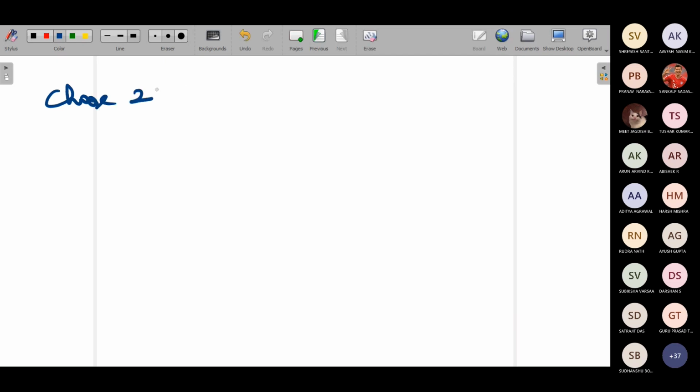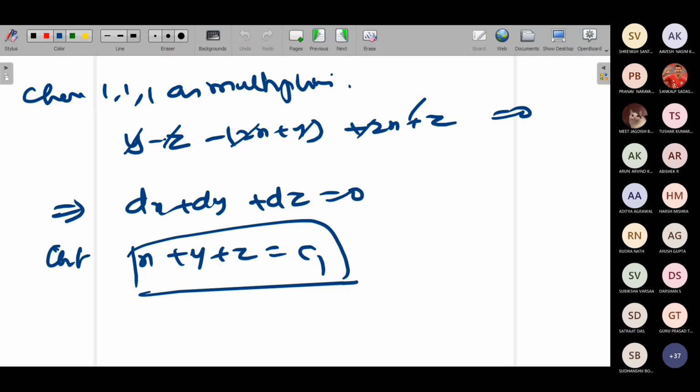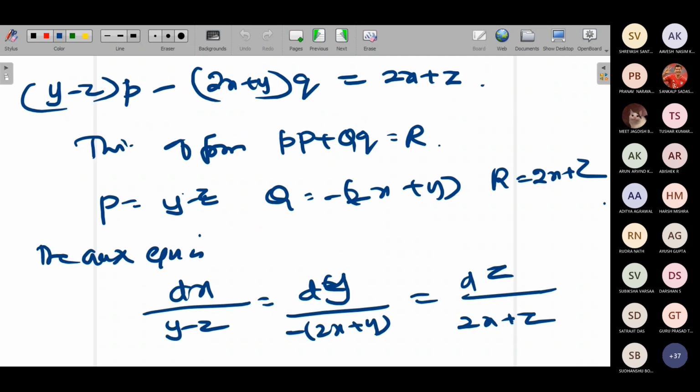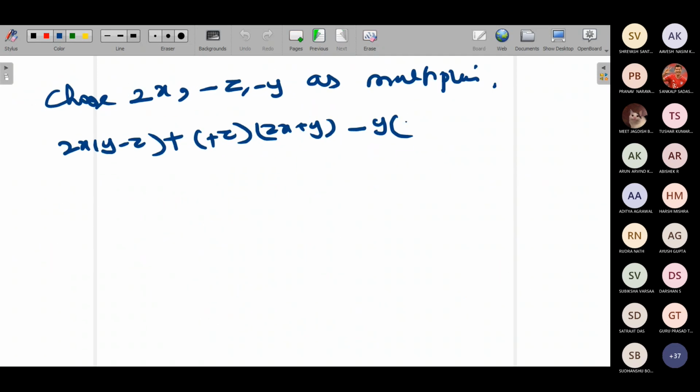Suppose choose 2x, minus z, minus y as multipliers. Let me check. What I have to do? I have to multiply the first denominator by 2x. So I'll get 2x into y minus z. The second one will be minus z into minus of 2x minus y. So minus of minus will become plus, 2x plus y. The third one will be minus y into the last term. What is the last term? 2x plus z.